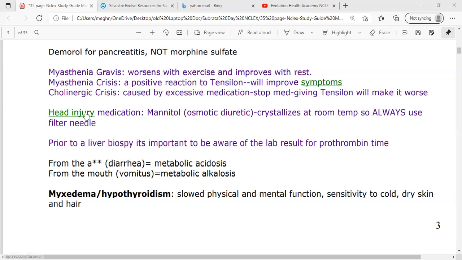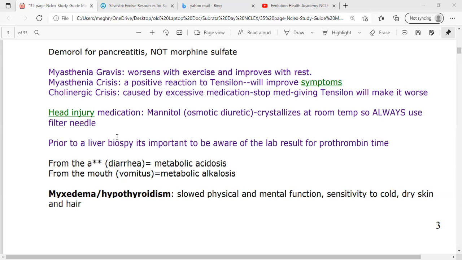Or in case of head injury, we give the medication called mannitol. Mannitol is an osmotic diuretic. It reduces cerebral edema. And mannitol crystallizes at room temperature, so always use a filter needle.